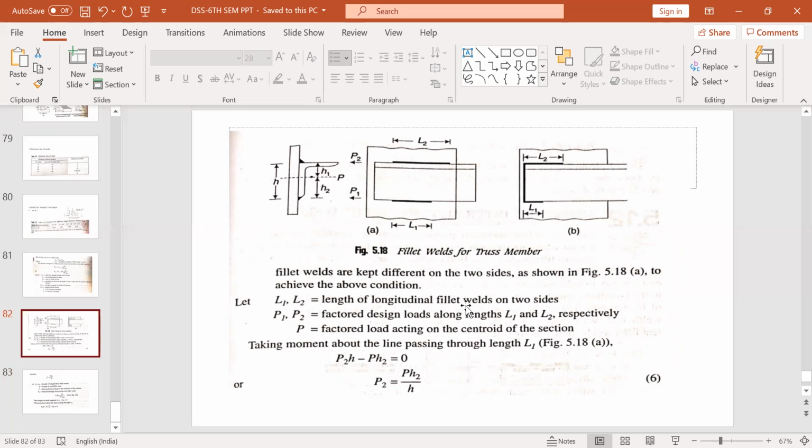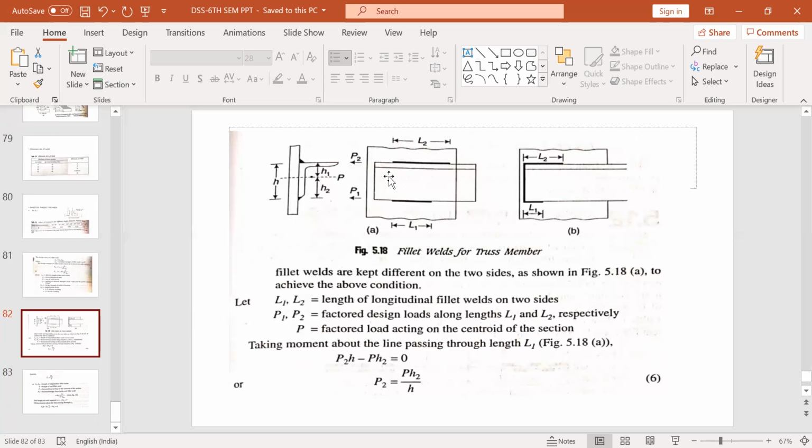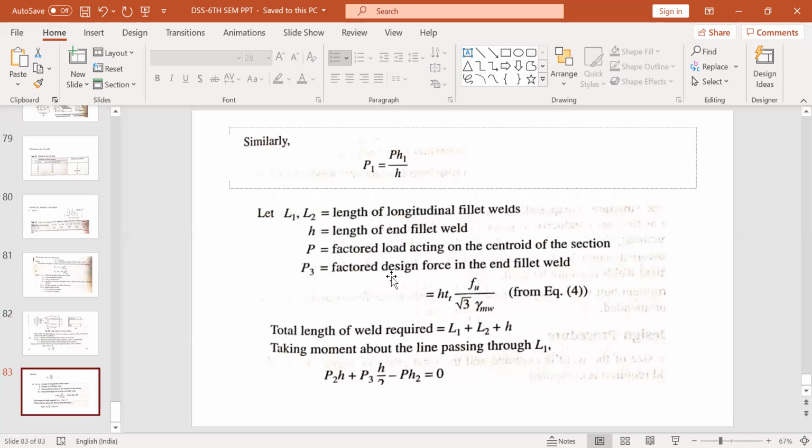Once you find P1 and P2, you can find L1 and L2 using the design strength for fillet welds by taking moments. Taking moment about the line passing through L1, you can write P2 into H, you are taking moment about this, and P3 into H by 2. P3 is the force acting along the H length, along the length of the leg. So P3 into H by 2 minus P into H2 is 0. Then from this you can find P3.